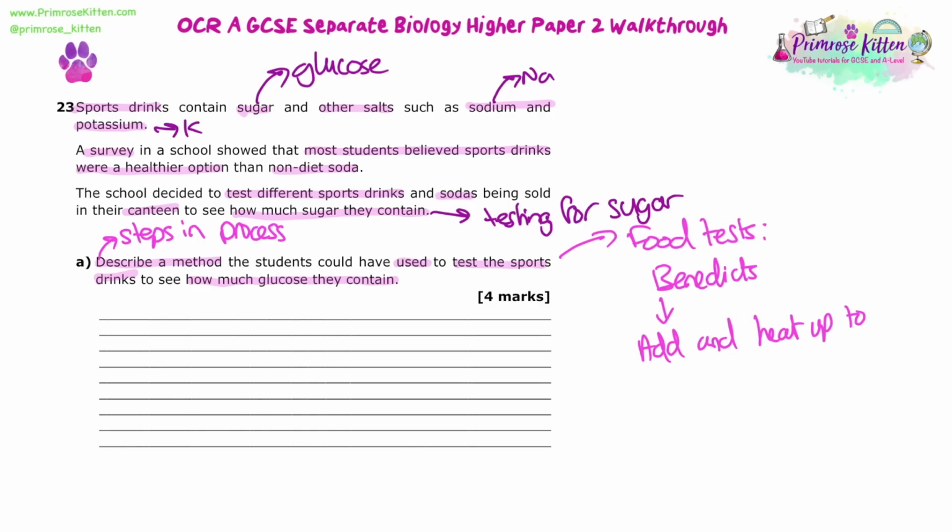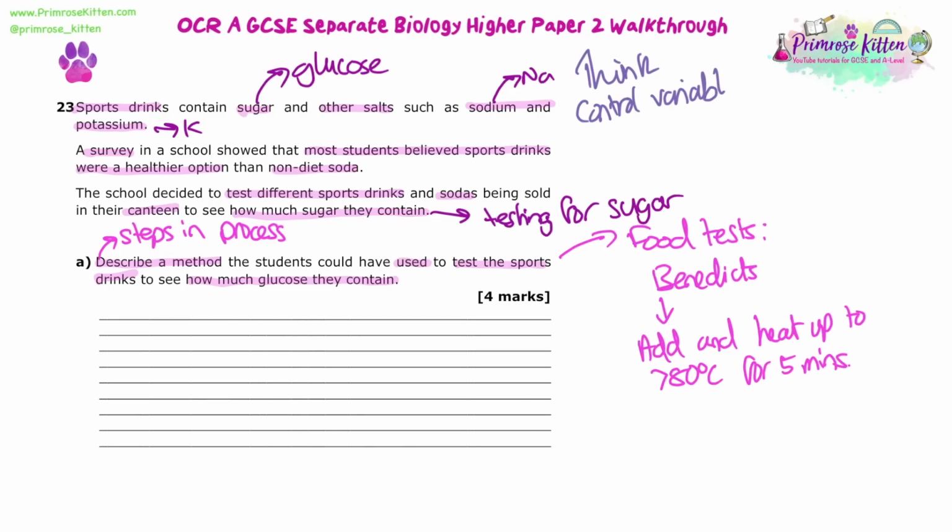So what would you add to test for glucose? We'd add Benedict's. Then we need to heat it up to more than 80 degrees for 5 minutes to get it to work. And then once we've done that, we can obviously see a colour change, and that could be something we could look at to compare between the different sports drinks, to see the different colours and maybe then compare how much glucose they have. But we'll come back to that towards the end.